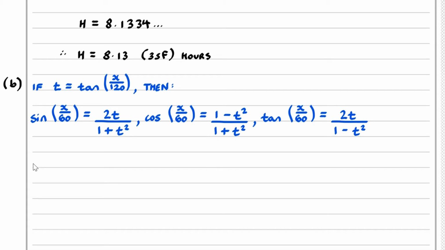So, if we substitute this into what h is equal to, 0.3 multiplied by, well, here we've got 2t over 1 minus t squared, subtract 4 multiplied by 1 minus t squared over 1 plus t squared, and then we add on 11.5.